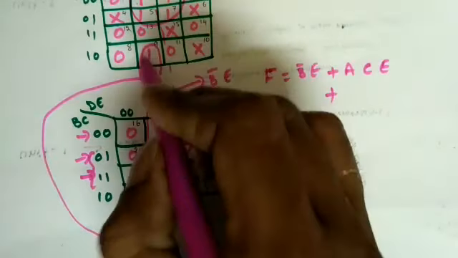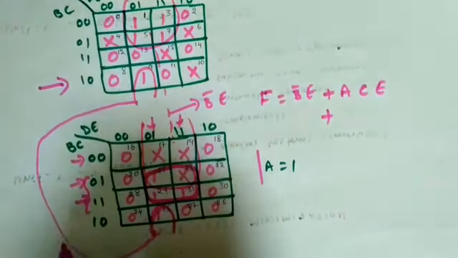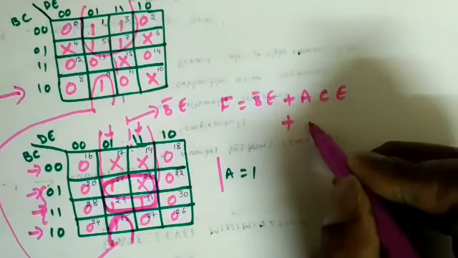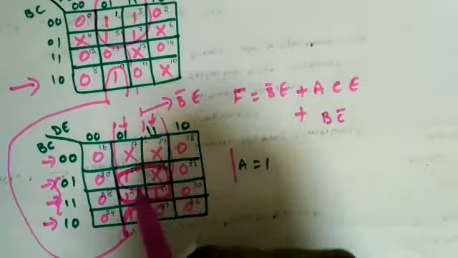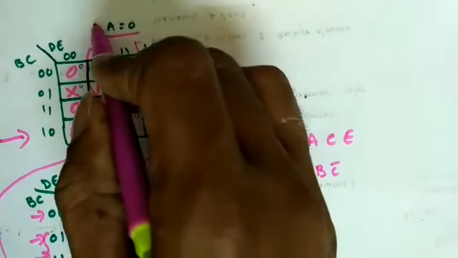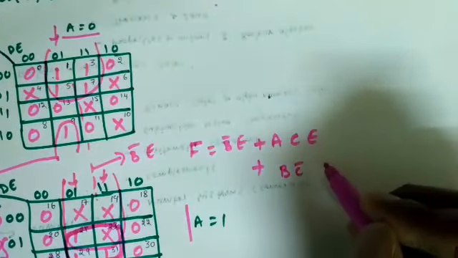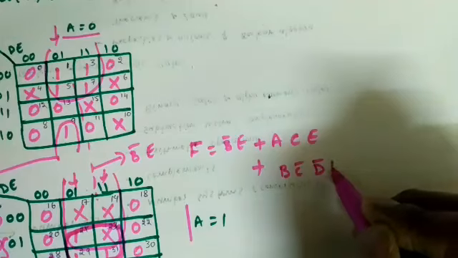So this is the pair. In these 2, A is changing, so A is eliminated. So what is this row? See here, what is this one? 1, 0. How to represent 1, 0? B into C bar. Now here, this column is represented by 0, 1. How to represent 0, 1? B bar E. So this is the simplified expression.